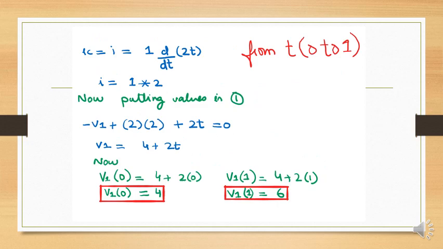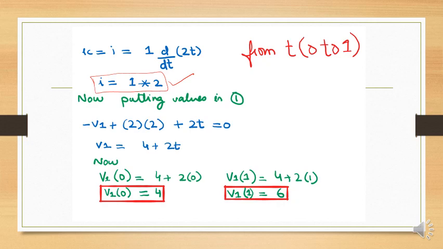The value of C is 1, d over dt into 2t. We got I is equal to 2. From time interval 0 to 1, our I is 2, and it is the same in my circuit. Why? Because it is a series circuit. Now what are we going to do next?